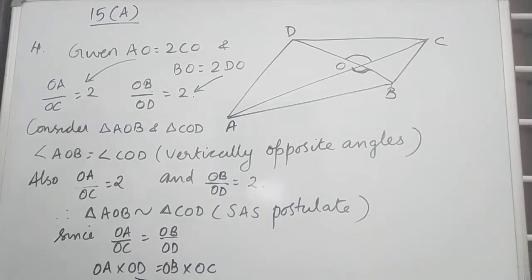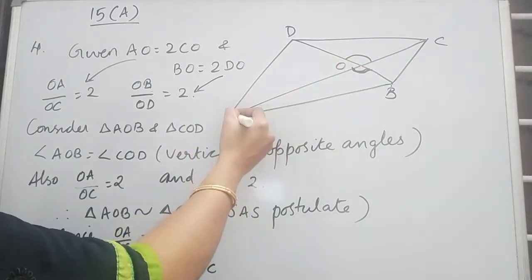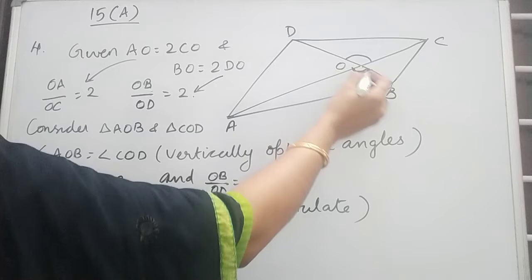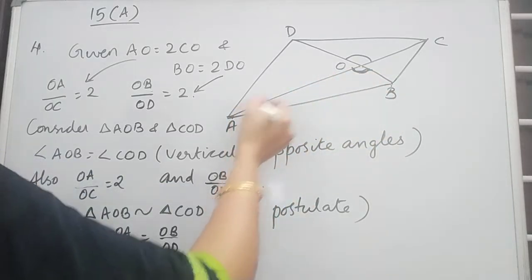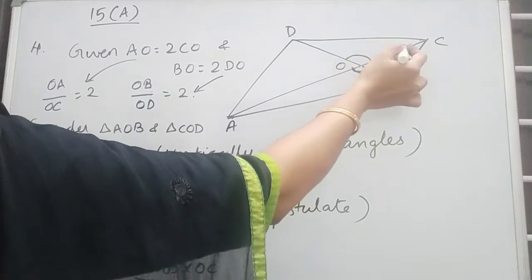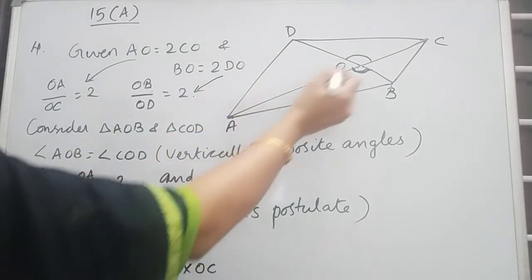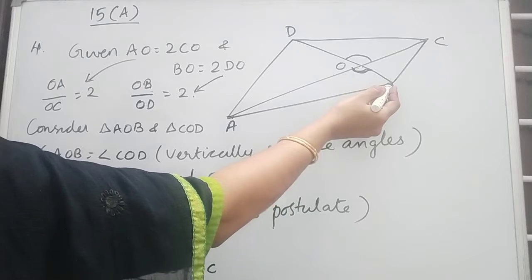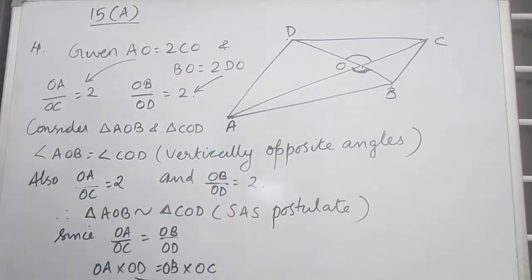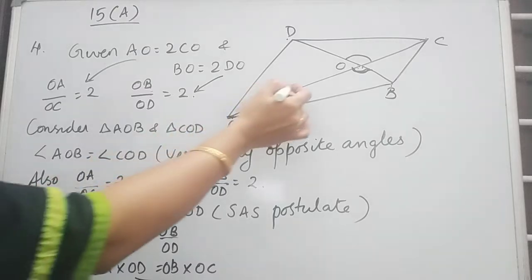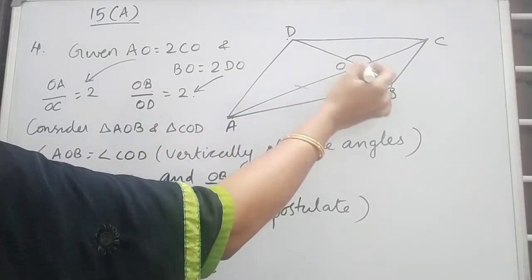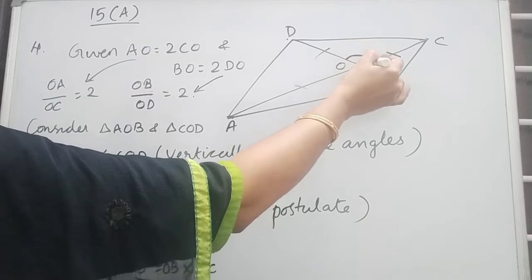Two sides OA divided by OC. If you are considering this triangle AOB, side OA, if you are considering triangle COD, so OA divided by OC, value is 2. Same way, if you are considering this triangle AOB, OB is a side, OD is a side of another triangle COD. So OB divided by OD is equal to 2. That means two sides and an included angle.